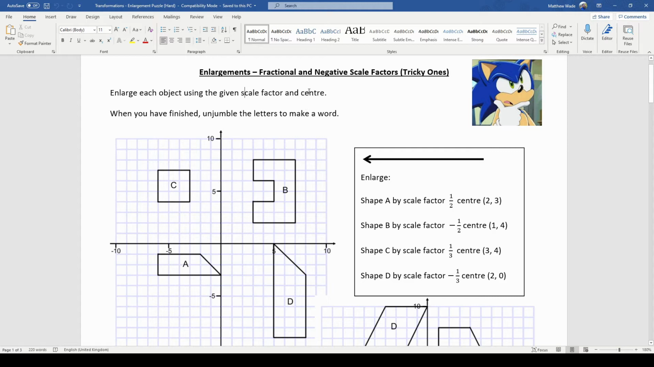We did negatives quickly. That is just when we reverse the direction. So if it was 2 to the right, it would have been 2 to the left. But fractional is kind of new.